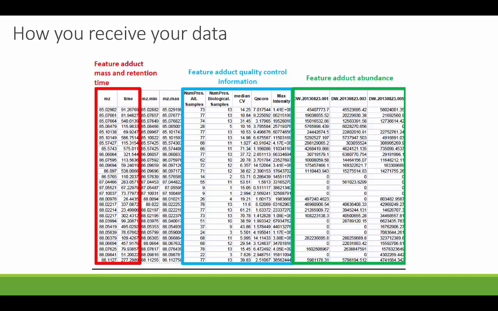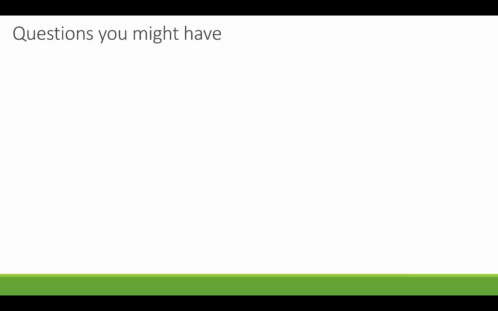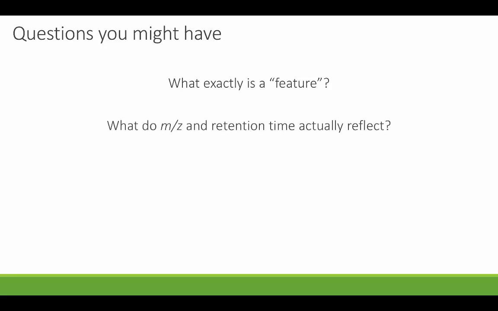So for somebody who's an expert in metabolomics, this all might make a lot of sense. But for somebody who's not an expert, there may be many questions that you might have about how to properly analyze the data that you're receiving. For example, the spreadsheet is often called a feature table. So you may be asking, what exactly is a feature? Those two columns, the M/Z and retention time, what do they actually reflect?